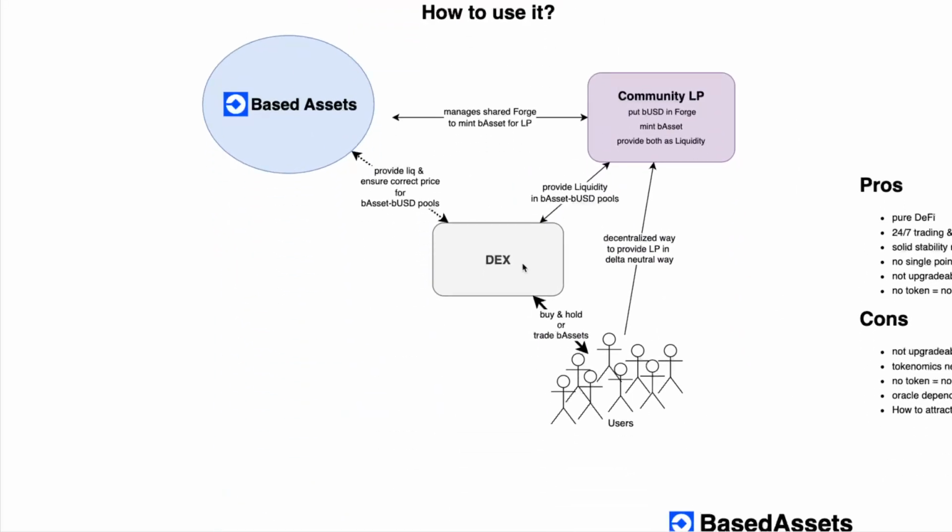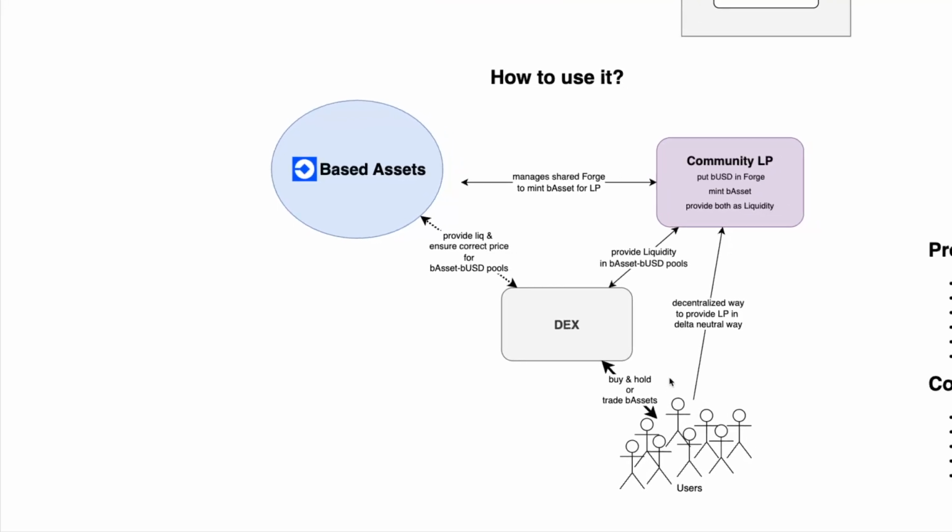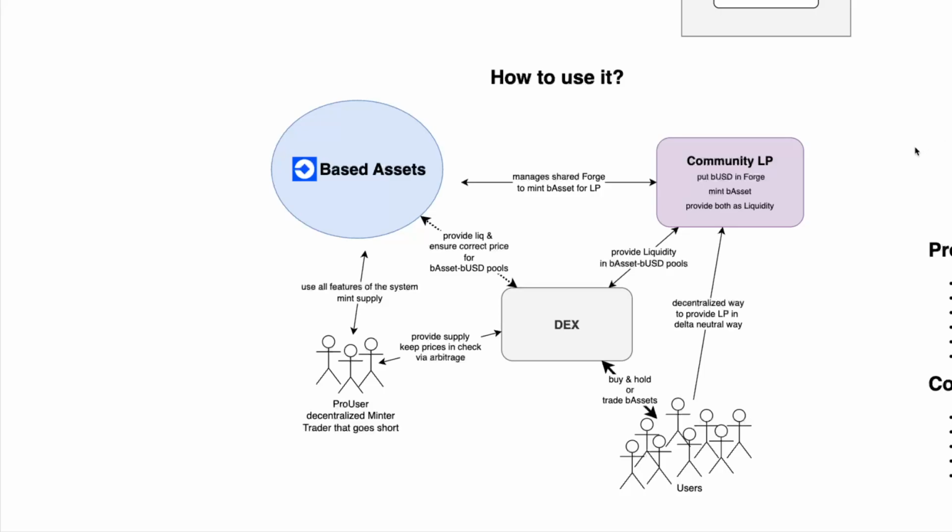So I think those are the two things that might be interesting for end users or for the average user who uses the system. Just for completeness, let's also quickly talk about who actually uses the system, and that would be the decentralized minters, traders who need to go short. So if you want to trade the asset, but not just buy and sell, but sell first without having it, so profit from falling prices, you will have to create a forge yourself, mint token and then sell it.